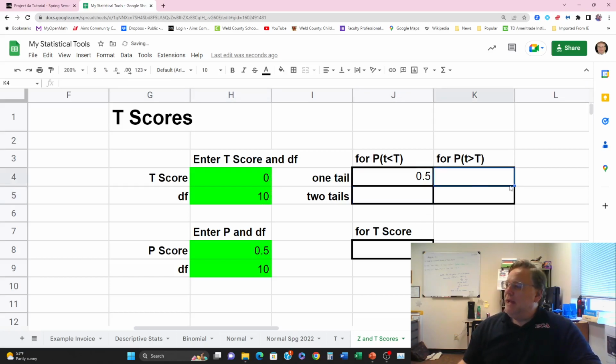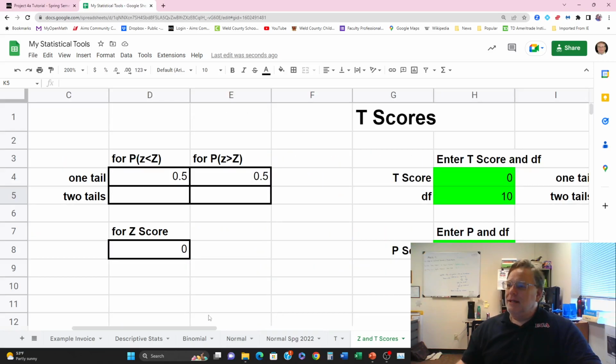And then for the upper right, we're going to do the same thing as before. This is just going to be 1 minus whatever this is. So 1 minus J4. So that should also be 0.5 here.